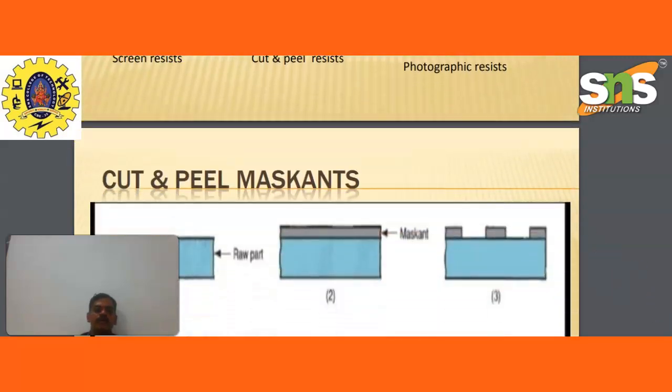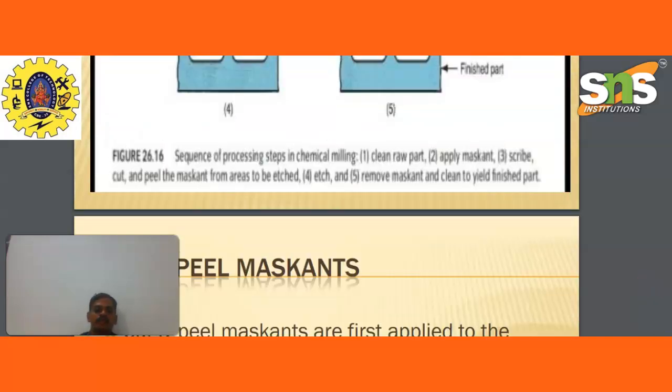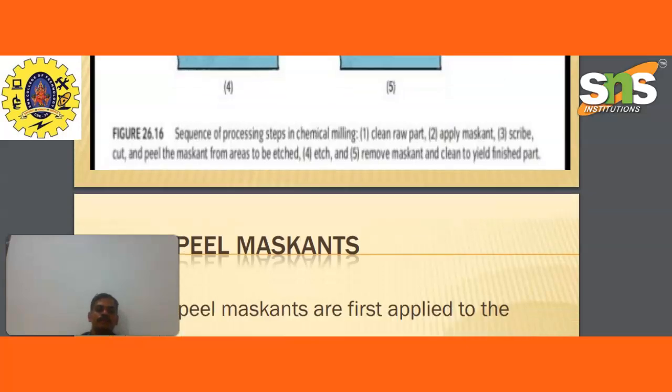Cut and peel maskants. The first is a raw part, the second is the maskant, the third and fourth are etchant applying, and then the finished part. These are the examples of cut and peel maskants. The sequence of process steps in chemical milling: clean the raw part, apply the maskant, scribe and cut, peel the maskant from areas to be etched, etch and remove the maskants, clean, and finish the part.